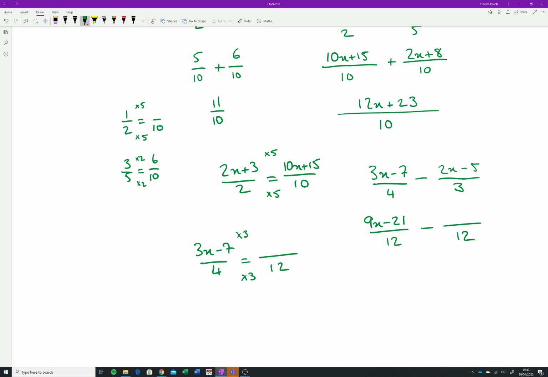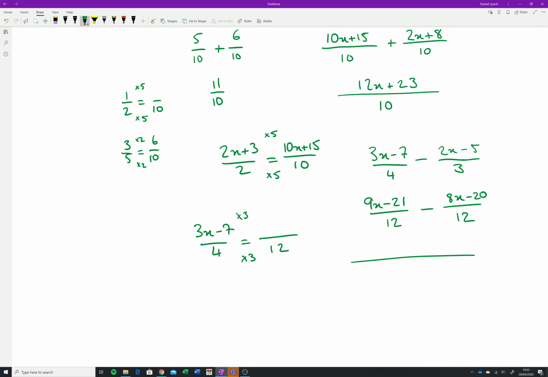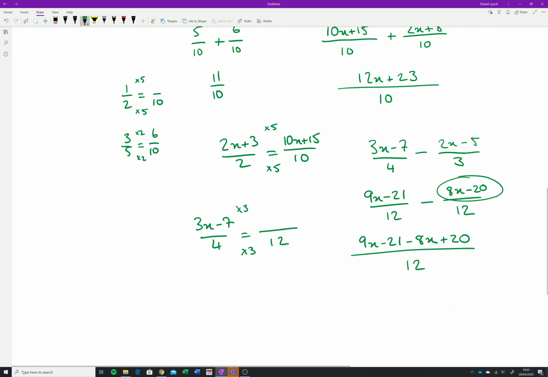This one on the right, the bottom is going from thirds to 12ths, so I'm multiplying by 4. So I've got to take the top thing and multiply by 4. 8x minus 20. Now we've got our 12 there, but we've got to be careful. It's 9x minus 21, that bit's fine, but I need to take away this thing here. Now think about it. If I'm taking away an 8x, that's fine. But if I'm taking away a minus 20, what I'm really doing is I'm adding 20 to it. Minus 20 is like a debt. So if you take away a debt, you're really adding something in. So that's what we have.